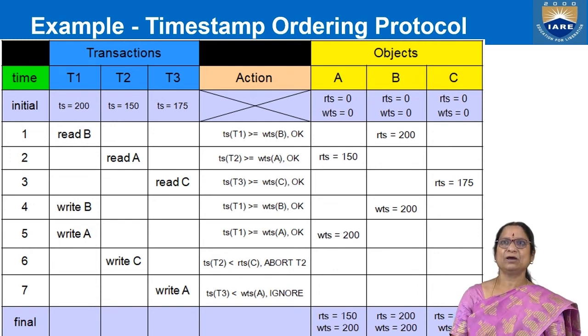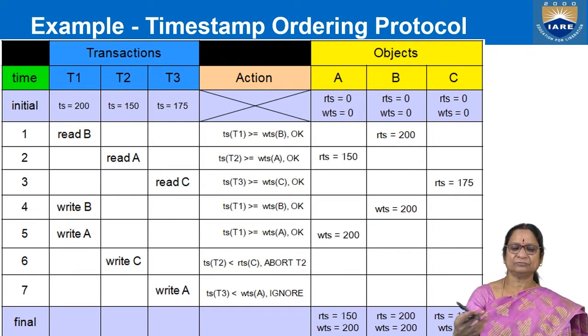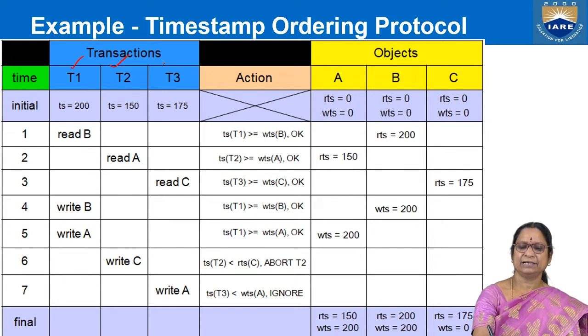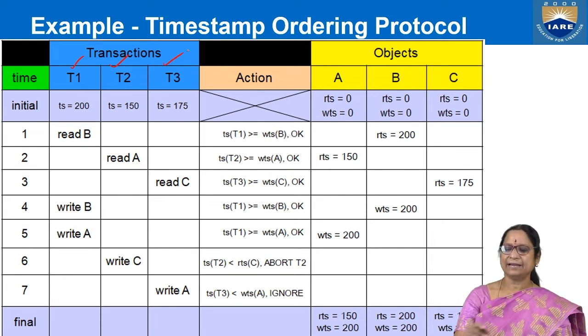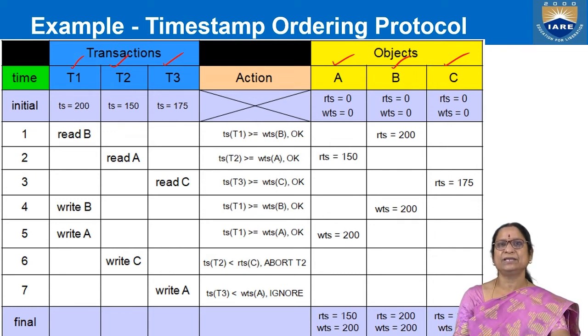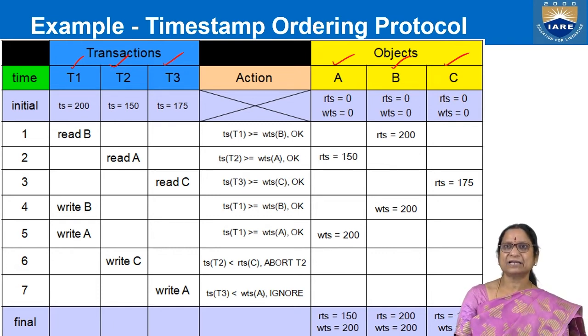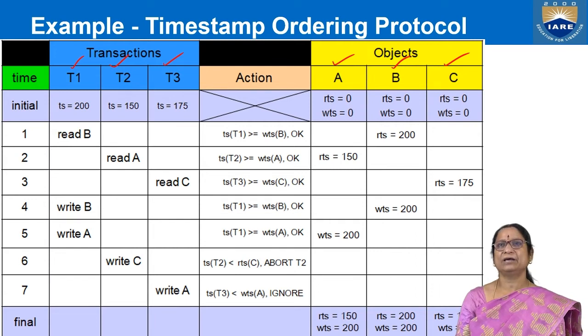Timestamp ordering protocol. We have 3 transactions in this example. You observe, T1, T2, T3. So three transactions are there and three objects, A, B, C. Whenever the instructions are executing, we write the action here. Action means, based upon the conditions we explained in the previous slide, whether it is acceptable or not, that we will check. If it is not acceptable, we will consider it as an abort or ignore.